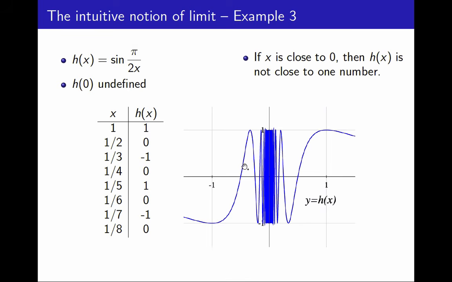So in this case, if x is close to 0, then h of x is not close to one single number, because it's all over the place between -1 and 1. And we're going to say that the limit as x approaches 0 of h of x does not exist, often abbreviated DNE. Because for a limit to exist, the function must be approaching one single number. There are many other examples of limits that do not exist. And there are some examples of limits that do not exist in a very specific way that deserves a name of its own. This is going to be example 4.